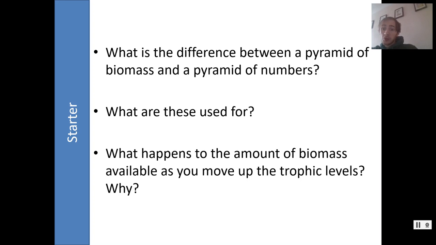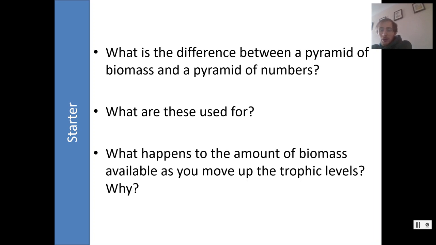Right, so the difference between a pyramid of biomass and a pyramid of numbers is that a pyramid of numbers shows how many of each species are in an area. A pyramid of biomass shows the total biomass of each species within an area. So the biomass being the dry weight of an organism.